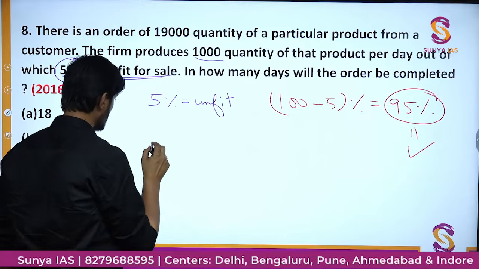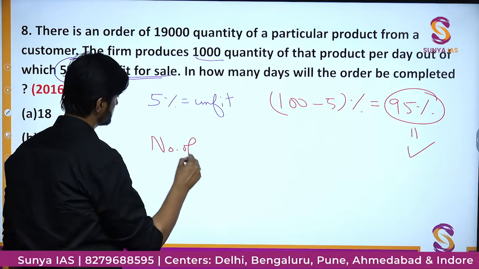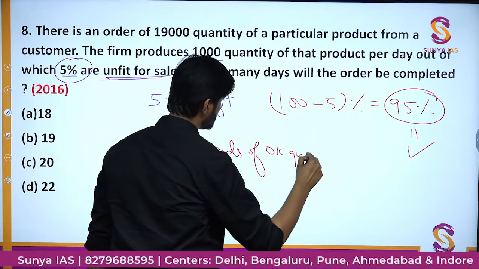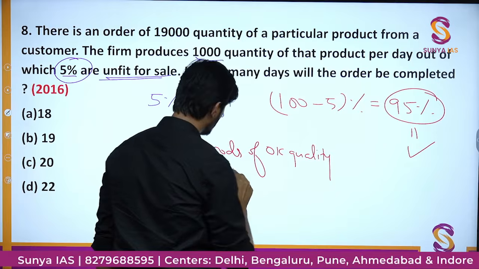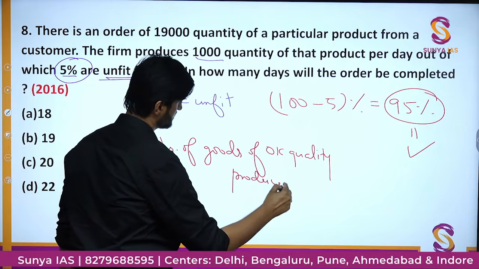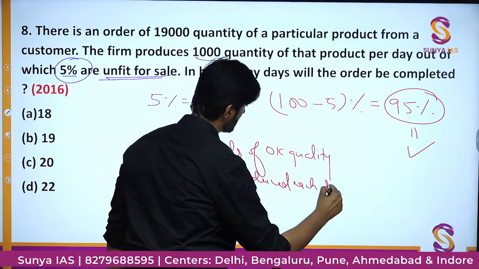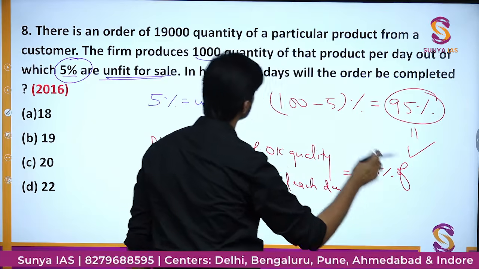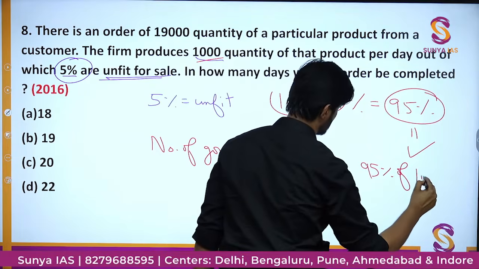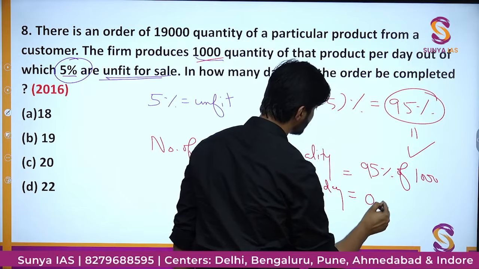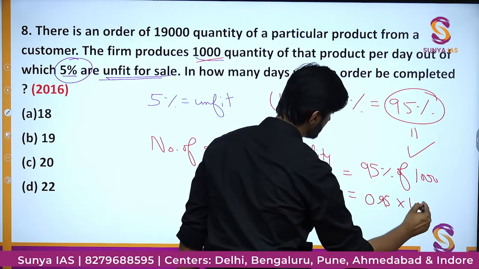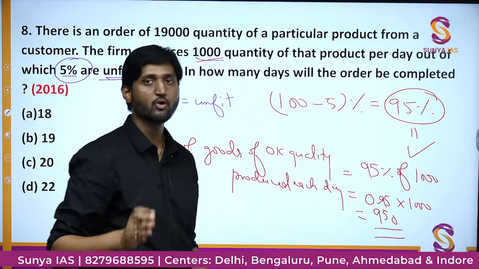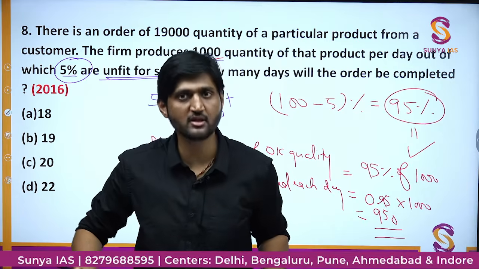So number of goods of okay quality produced each day are going to be nothing but 95% of the total production of the day, that is 1,000. You can write it like this, 0.95 into 1,000 will get 950 as the number of goods which are of good quality and that are produced every day. That is the first part of the question.